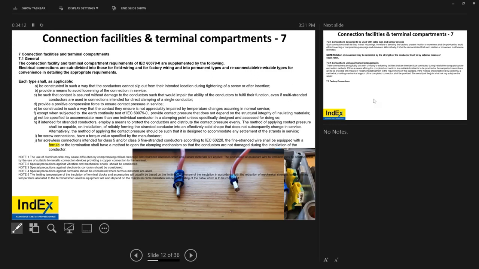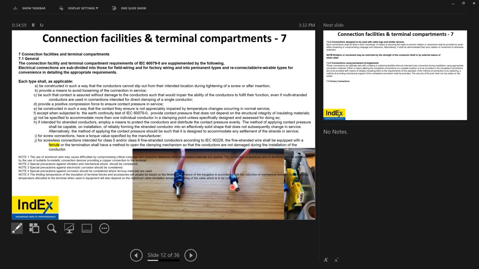Conductors shall be in a way that they can't slip out, shall avoid loosening, shall make contact that is equal. It's even across the multi-strands. This positive compression force, constructed in a way not to cause damage to it or change with temperature changes. Not specified to accommodate more than one conductor, unless specifically designed. Where intended for stranded conductors, employ a means to protect the conductors and distribute the contact force evenly. That doesn't look even to me. That looks oval. That looks much more even.